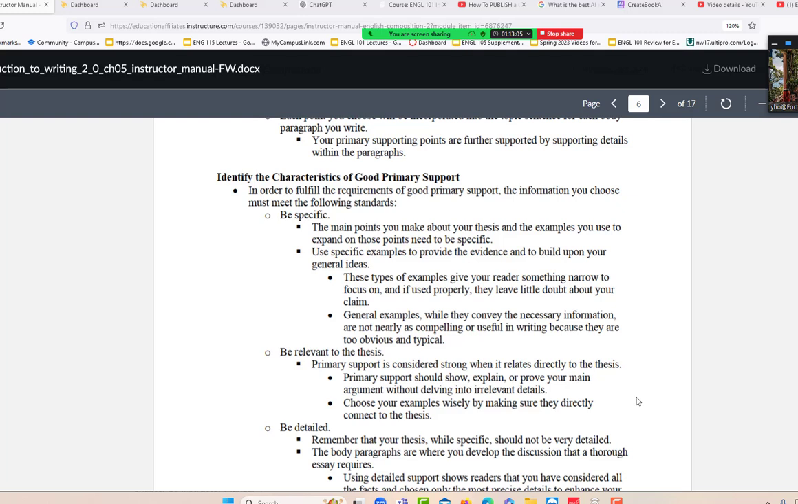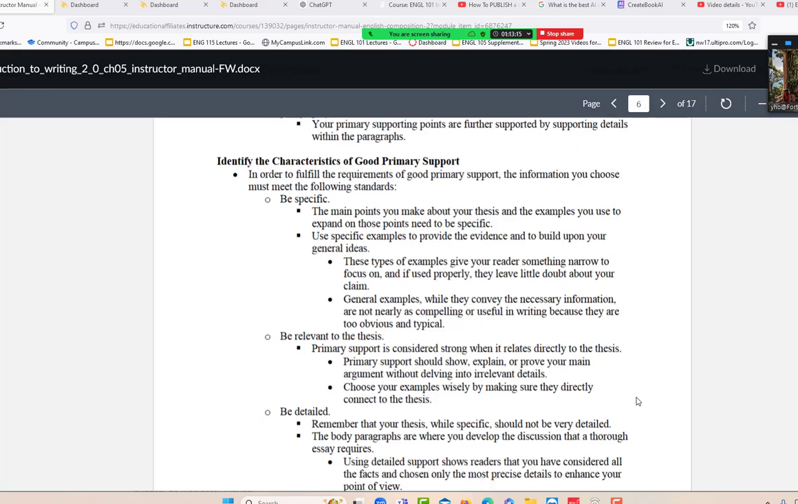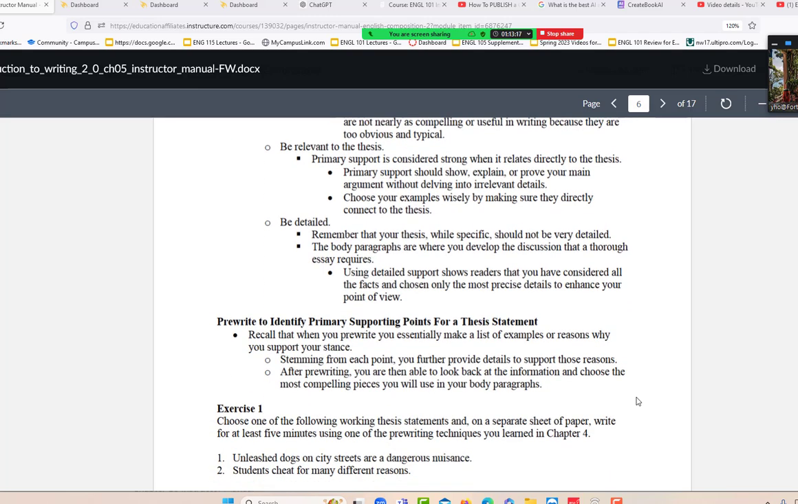Be relevant, so your primary support has to be relevant to the thesis. Primary support is considered strong when it relates directly to the thesis. Primary support should show, explain, and prove your main thesis without delving into irrelevant details.